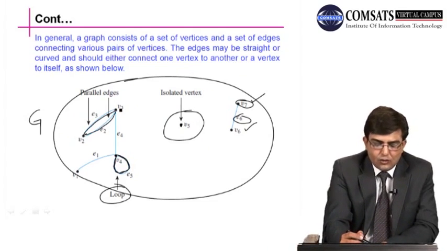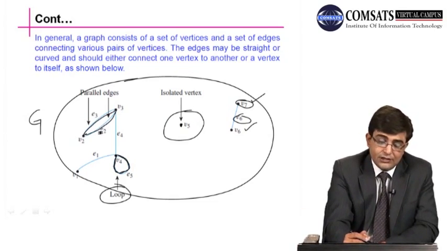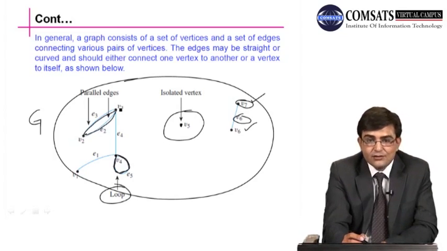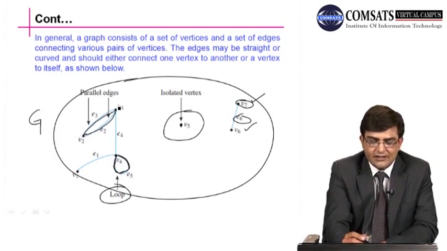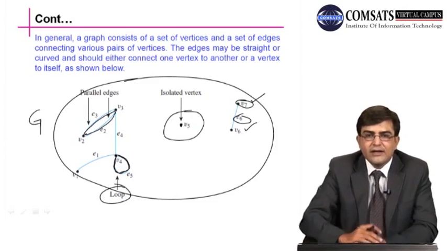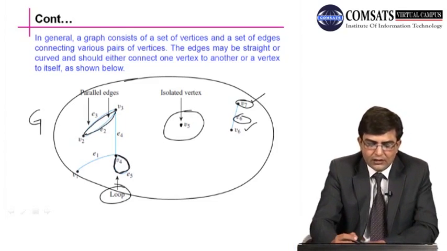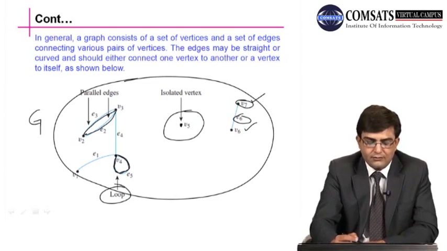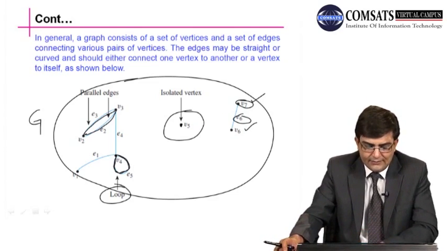E2 is incident on V2, E2 is incident on V3. Similarly, E3 is incident on V2 and E3 is incident on V3. As these two edges are incident on same endpoints, therefore they are called adjacent edges. For example, here E4, E1, E4, E5 are incident on V4. They are incident on V4 and they are also adjacent edges.